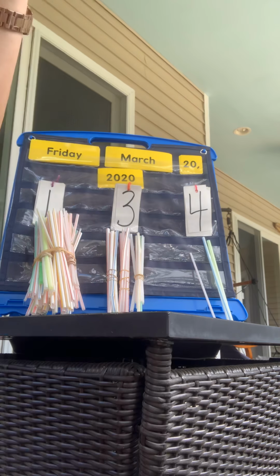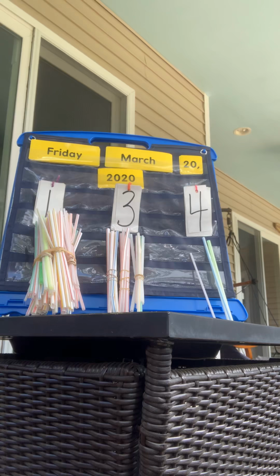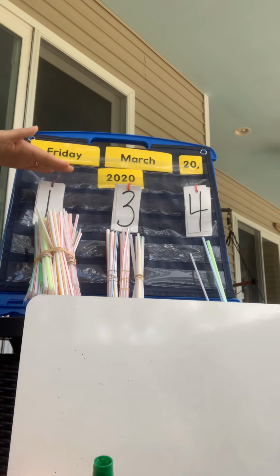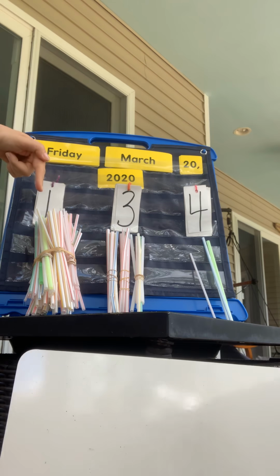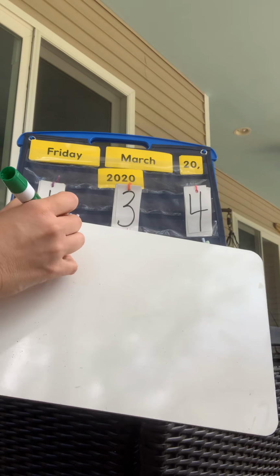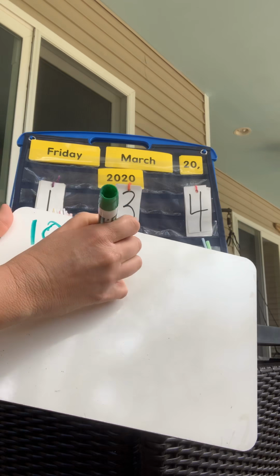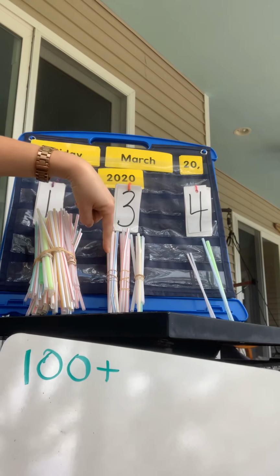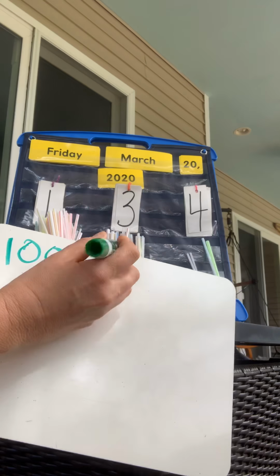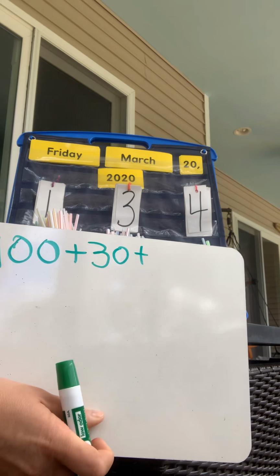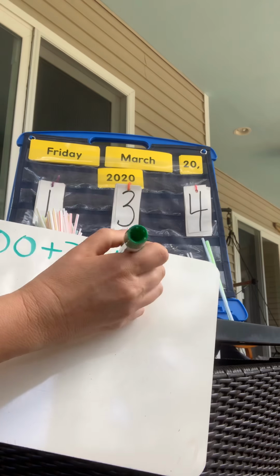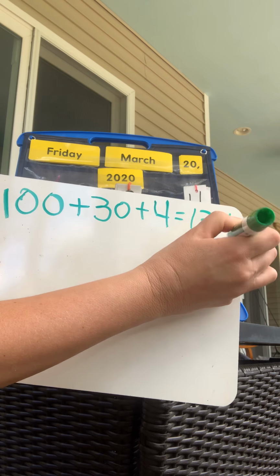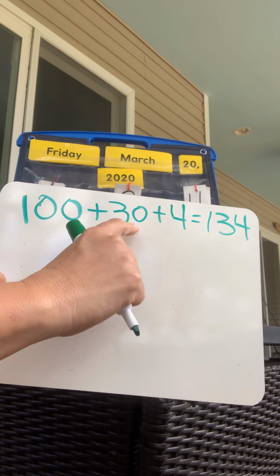So if we want to write 134 in what? If you said expanded notation, you're correct. So let's write 134 in expanded notation. Don't just say one, remember, it's one group of 100. Now, our tens, don't forget to say plus. 100 plus, don't just say 3, it's 3 groups of 10: 10, 20, 30. 100 plus 30 plus, how many are in the ones? 4. 100 plus 30 plus 4 equals 134.